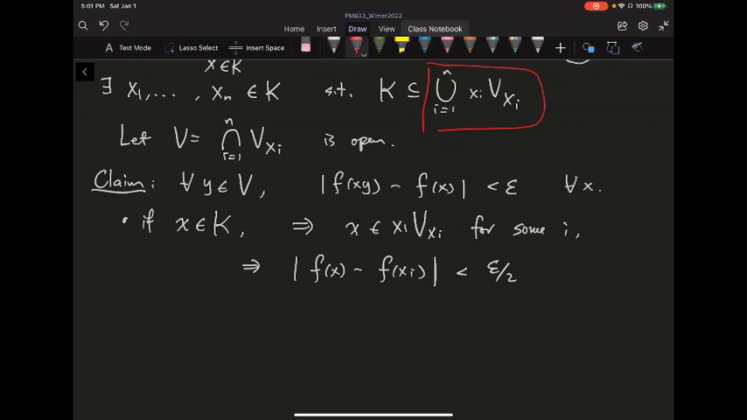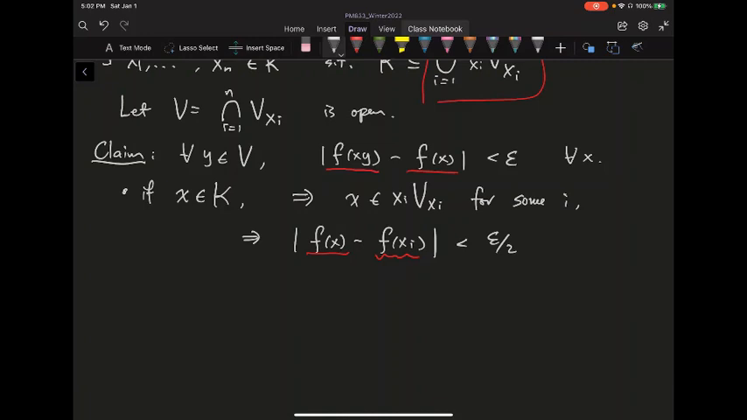So now my goal is I want to show |f(xy) minus f(x)| is less than epsilon. So of course, you want to do the triangle inequality. You have f(x) here, so you just need to estimate f(xy) minus f(xi), okay? So let's try to do that. Let's estimate the absolute value of f(xy) minus f(xi). Well, the only thing you know is that when something is within a neighborhood of xi, then their f values are within epsilon over 2. That's all you know.